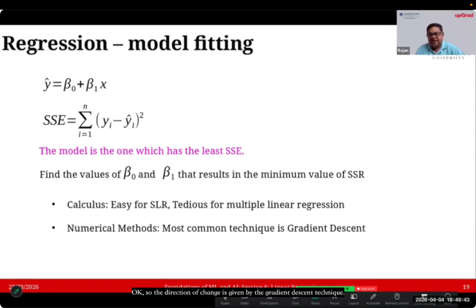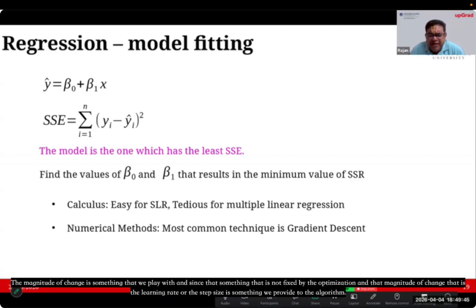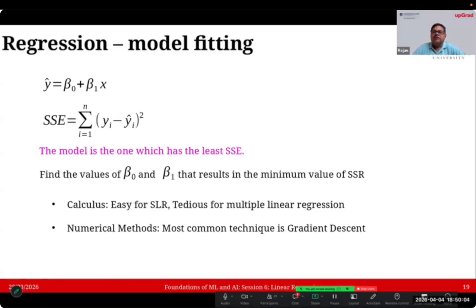And for each of these models, the direction of change is given by the gradient descent technique. The magnitude of change is something that we play with: the learning rate, or the step size, is something we provide to the algorithm. We call that hyperparameter. Now, correction of the total errors.